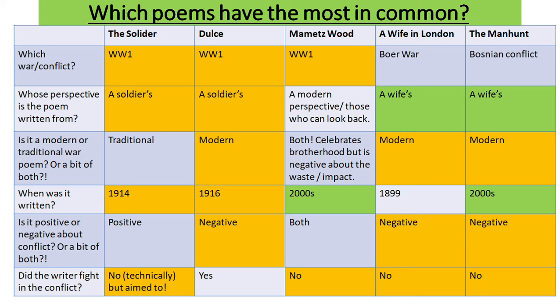Okay, so in terms of most in common, those are the key points I'd like to draw out. If you haven't been able to colour them in, you might want to jot down some notes underneath your table about which have got the most in common and why Soldier and Dulce haven't got as much in common as you'd think.